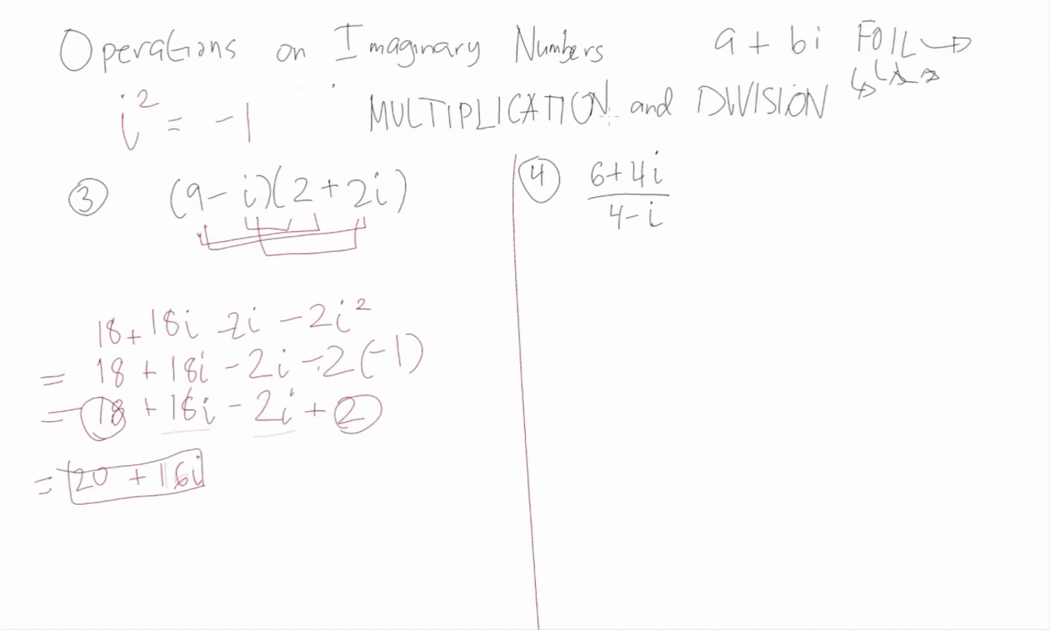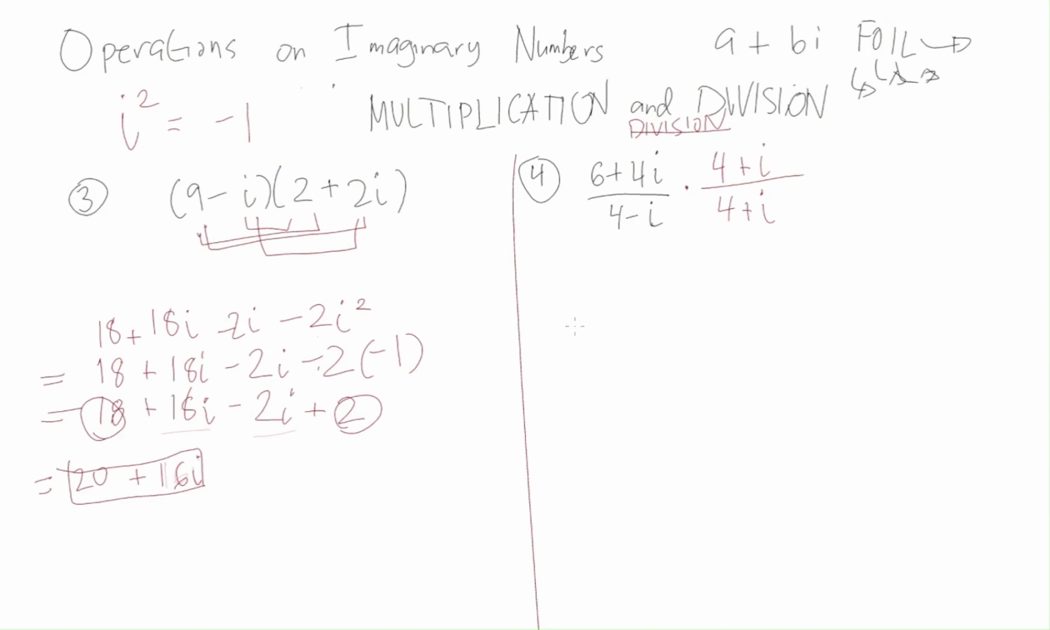The next one is division. This is a bit more tricky because in division, we want to have a real number on the denominator, or something that's easier to deal with. So what you can do is you look at your denominator. We have 4 minus i, right? We can actually multiply this by the conjugate, 4 plus i. If this were a plus, you would be having a conjugate of 4 minus i. But since it's a minus sign, we're going to do plus i.